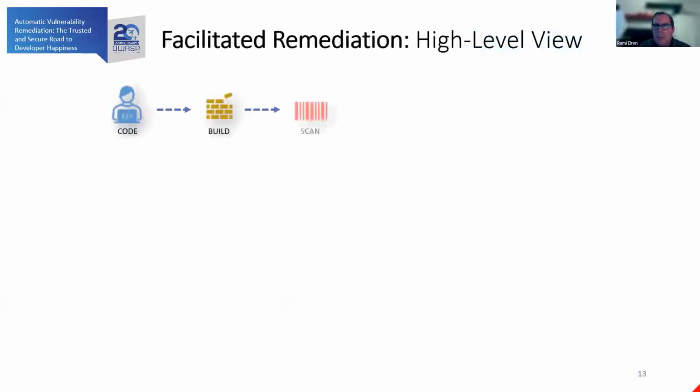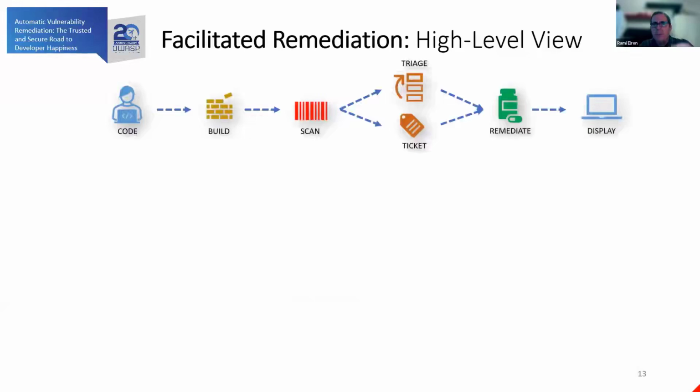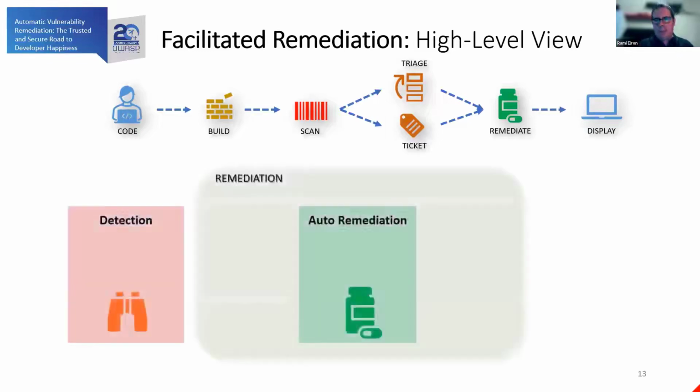The high-level view of the process here would look very familiar to most of you. It starts with the coding, moving to the build process, then having the system automatically run a scan, which will then diverge to something that combines triaging with the generation of tickets, the remediation process, and finally ending up with the details that we see on our screens.